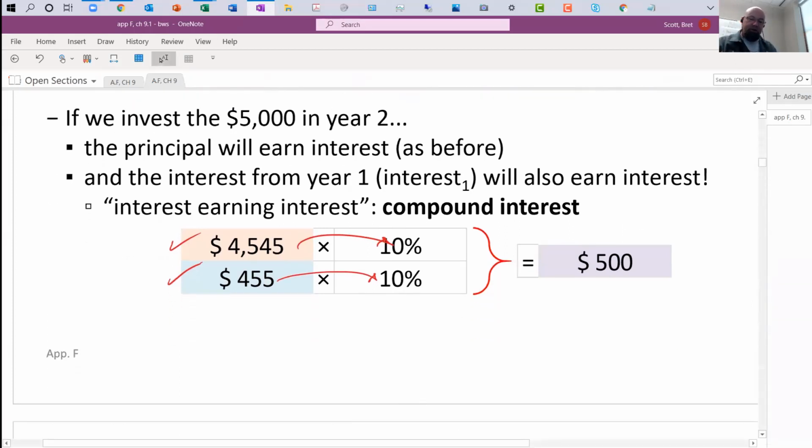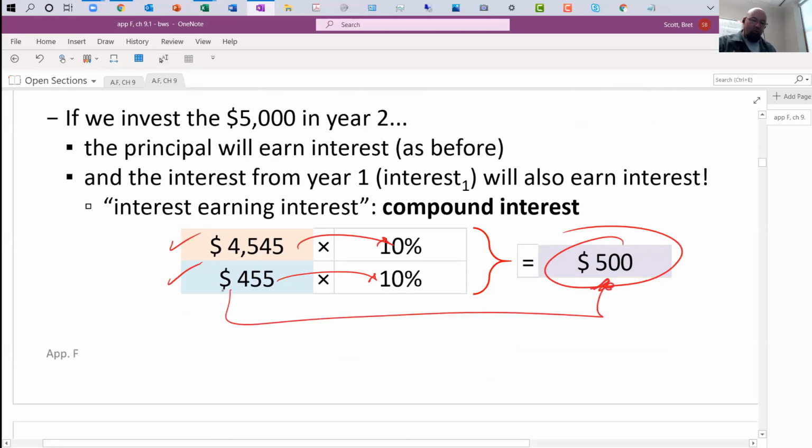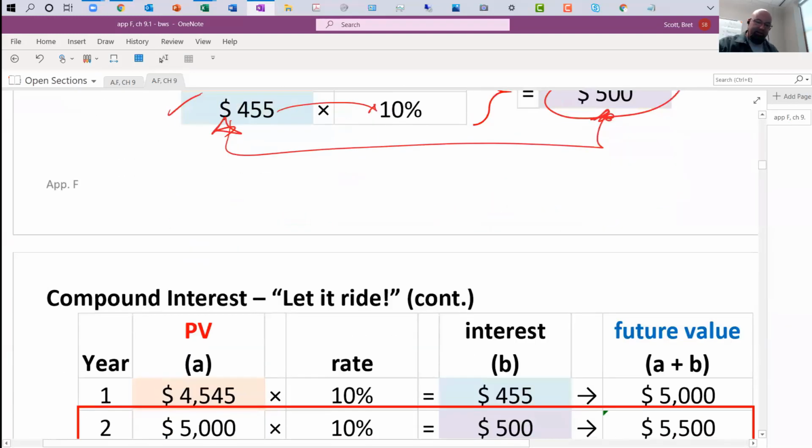You'll see that when we do this, the amount of interest in the second year is now 500. So it's grown. The amount of returns was $455 last year. Why is it higher this year? Because our earned interest, we allowed the money to ride.